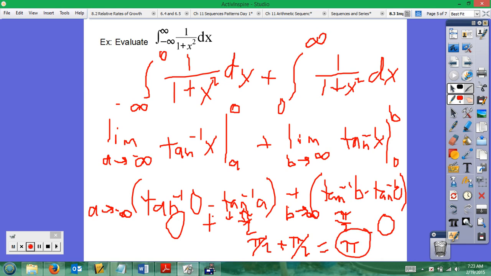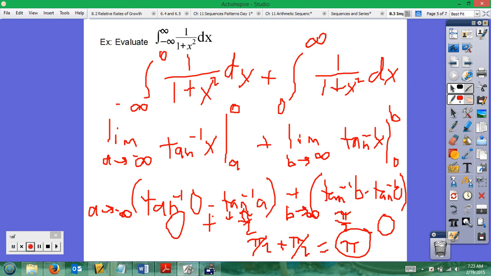That is crazy to me. If we were to look at that graph, 1 over 1 plus x squared doesn't look like anything too special, but it has an area underneath it between the x-axis and the curve from negative infinity to infinity, and that area actually works out to be pi.